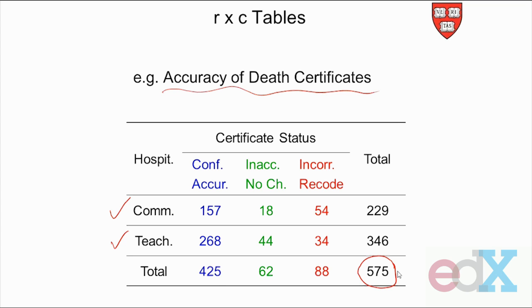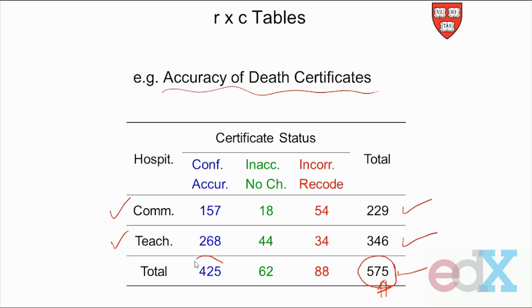Now, of these 575, 229 came from the community hospitals and 346 came from the teaching hospitals. So roughly a third came from the community hospitals and 2/3 from the teaching hospitals, roughly. Now, what they did with these 575 death certificates is they compared each one of them to the medical records, and they checked to see if there were any inaccuracies.